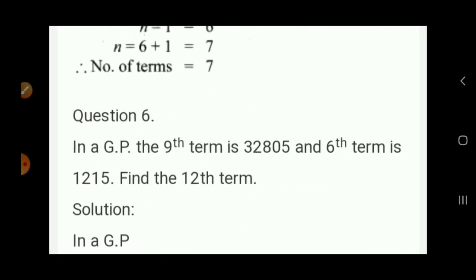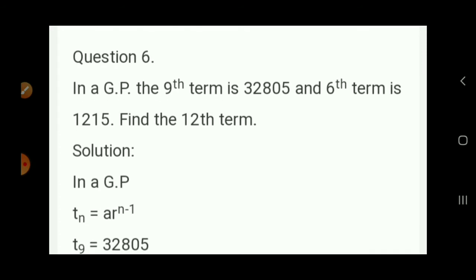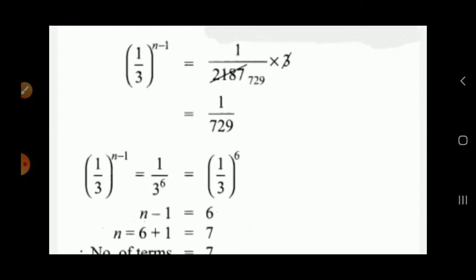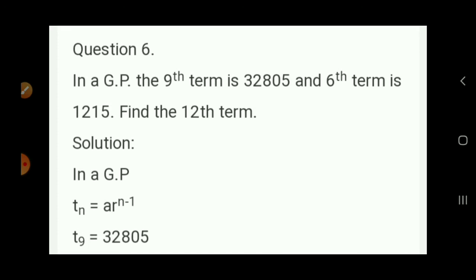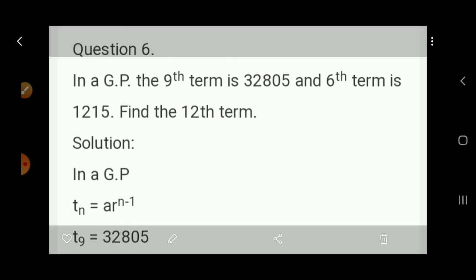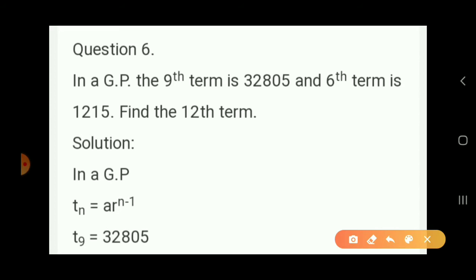So now you can see question number 6. Previously you saw number 5. In a GP, the 9th term is 32,805 and the 6th term is 1,215. Find the 12th term. So for the nth term we can use the formula for Tn.